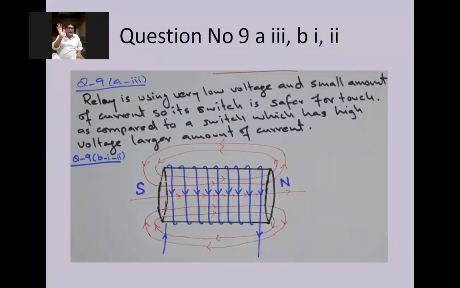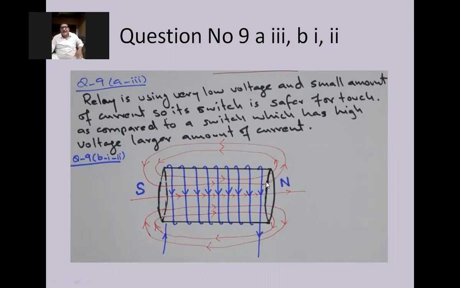Take your right hand and hold this coil in such a way that the curls of your fingers are in the direction of the current. So I will hold this. You can do this with me. Hold this coil in your right hand in such a way that the curls of your fingers are in the direction of the current. So wherever the thumb of your right hand is pointing, there you will have the north. So the north will be here on the right side, and the south will be here.